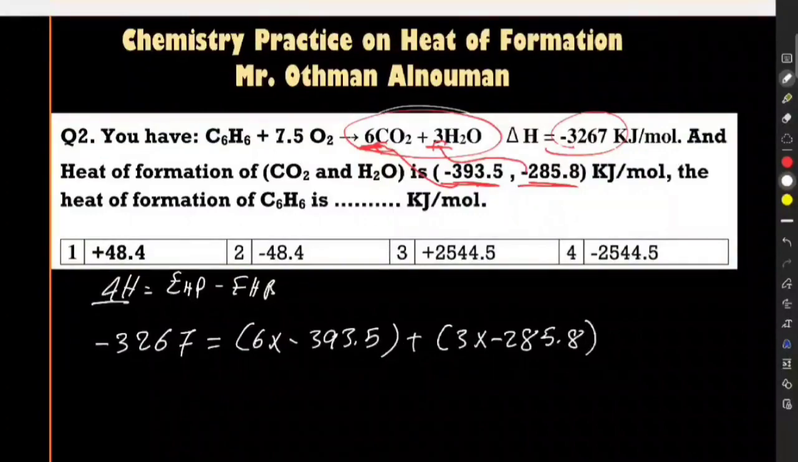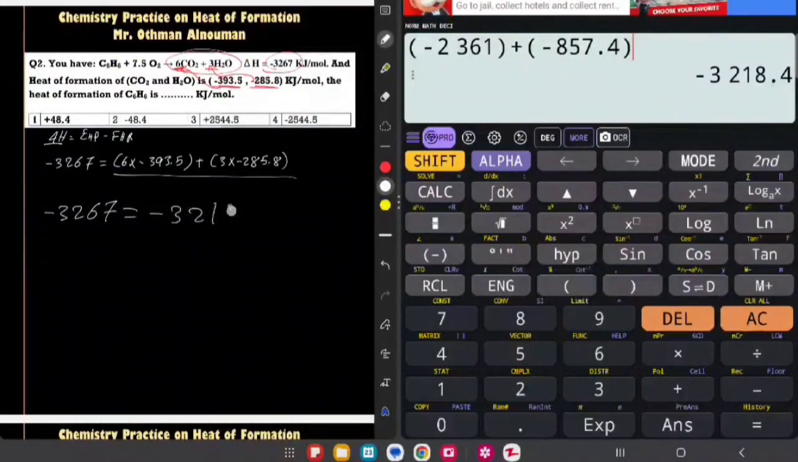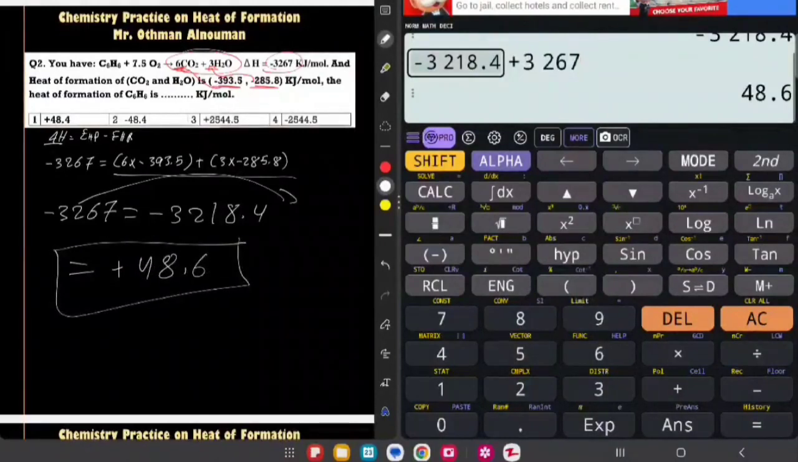So let's say negative 3267 equals the total of these two, which will be negative 3218.4. Let's put this here on the side and calculate it here. And that will equal positive 48.6. And the answer will be number 1. The correct answer is number 1.